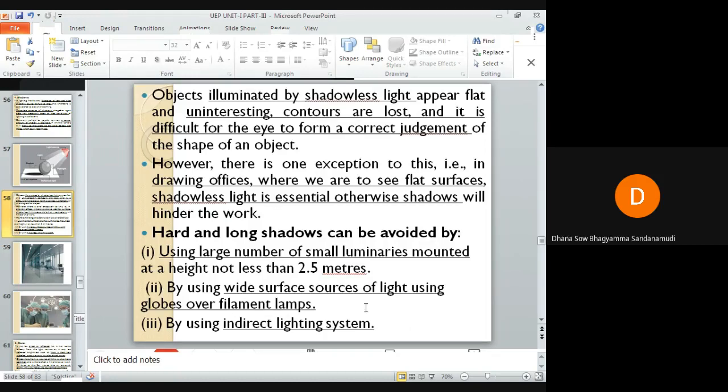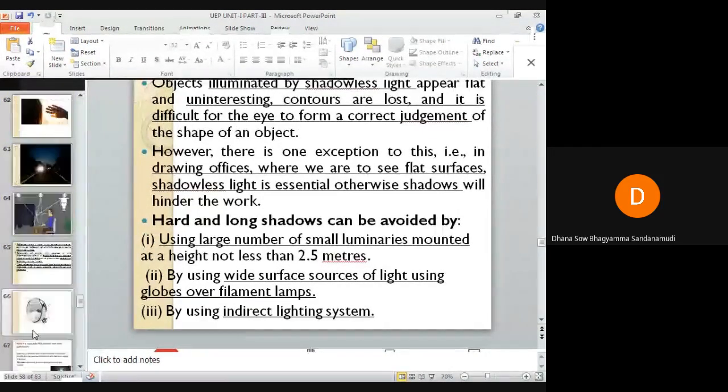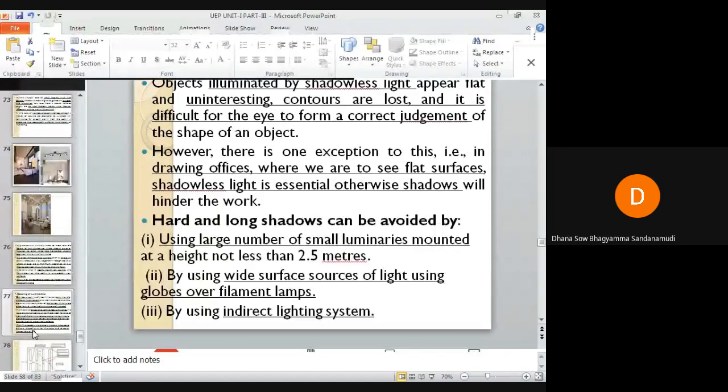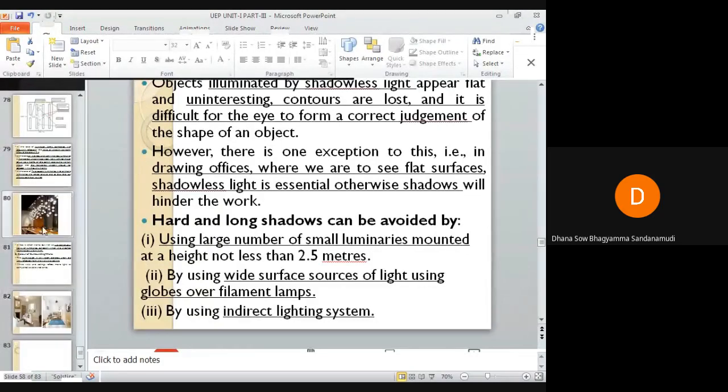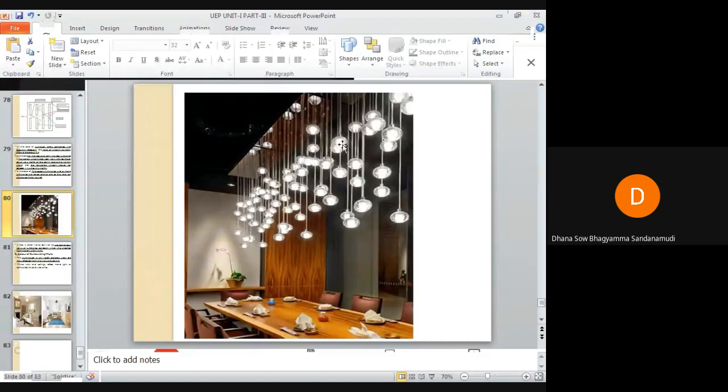We can even avoid these long and hard shadows by using wide surface sources of light, using globes over filament lamps. Let me check, do I have any image of globe type? Yeah. So if I am having globes, you can see inside there is a lamp, and it is surrounded by a diffused glass, just for example here. If it is surrounded by a diffused glass, then shadows can be avoided.